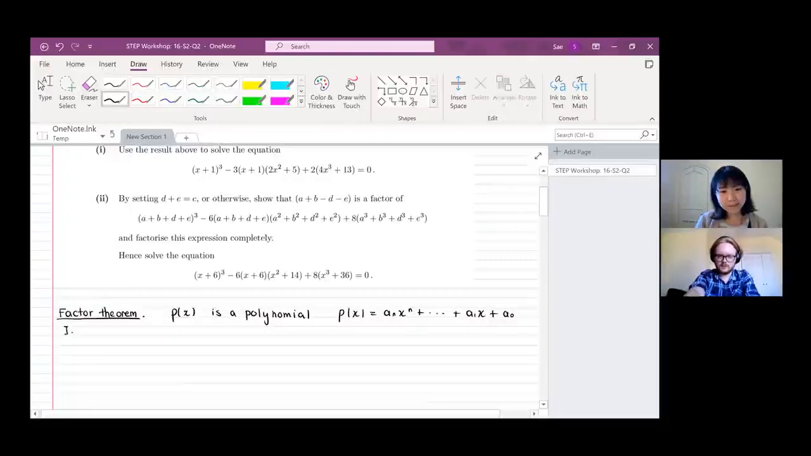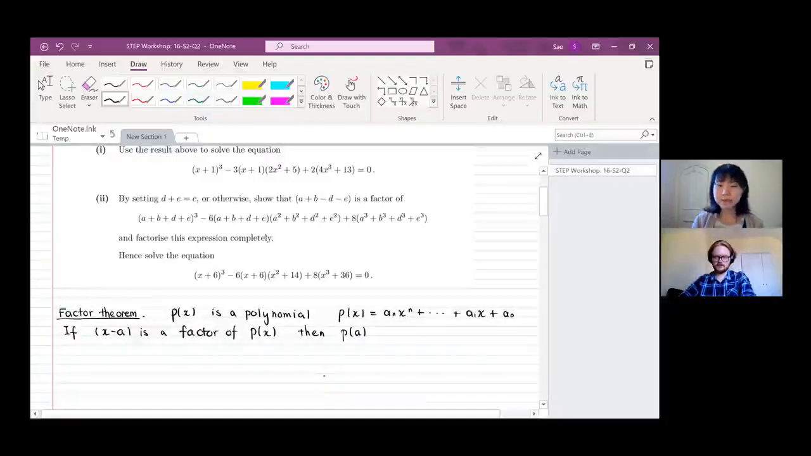if x minus a is a factor of p of x, then if we evaluate the polynomial at a, we get 0. And it tells us a bit more. It tells us that conversely, if p of a equals 0, then x minus a is a factor of p of x.